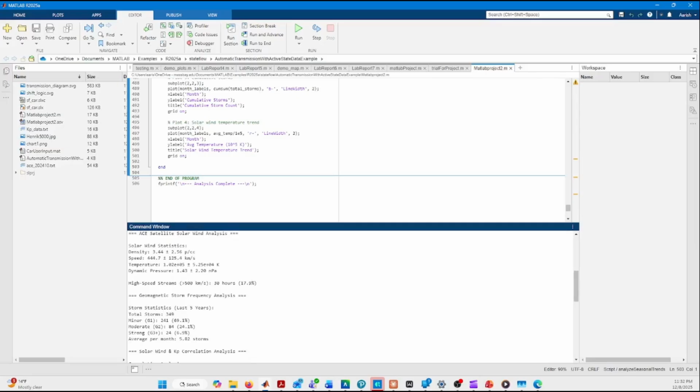The solar wind statistics: the density has been 3.44 plus or minus 2.56, and the speed has been 444.7 plus or minus 125.4 kilometers per second. The temperature has been 1.2 times 10 to the 5th degrees Kelvin, and the dynamic pressure has been 1.43 plus or minus 2.2.